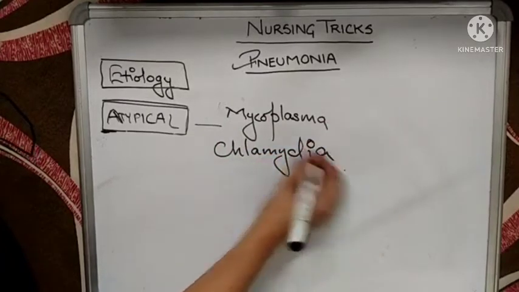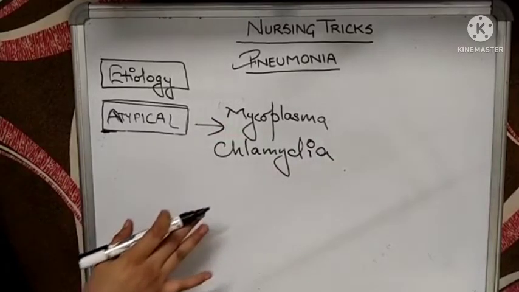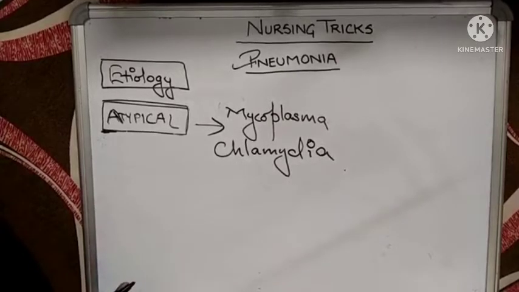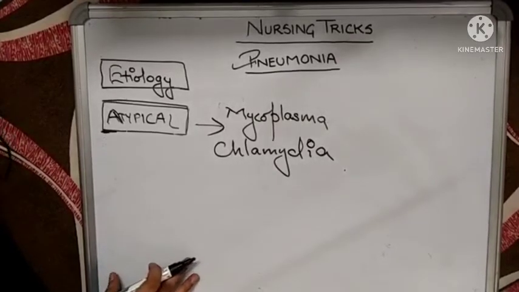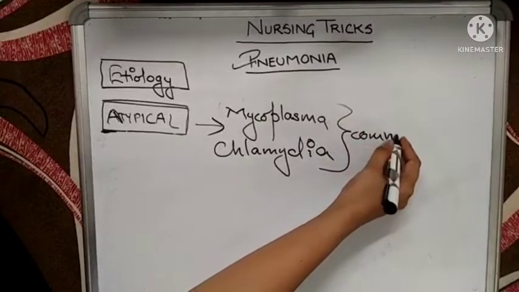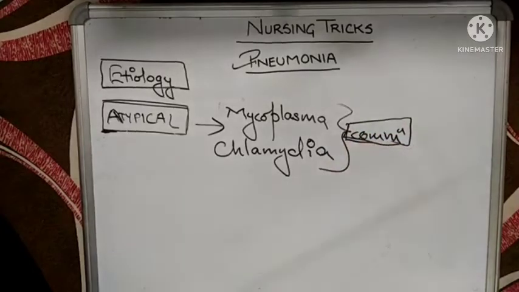The mycoplasma and the chlamydia. So this mycoplasma and this chlamydia, you can say they are the community acquired pneumonia, and they can be responsible for causing the pneumonia in the adults as well as in the children. So for mycoplasma and chlamydia, you can just write a small word, community, in order to remember. Once you go through your notes, you will know why I have written this. So this is the community acquired pneumonia, which is responsible for causing pneumonia in the adults and the children.